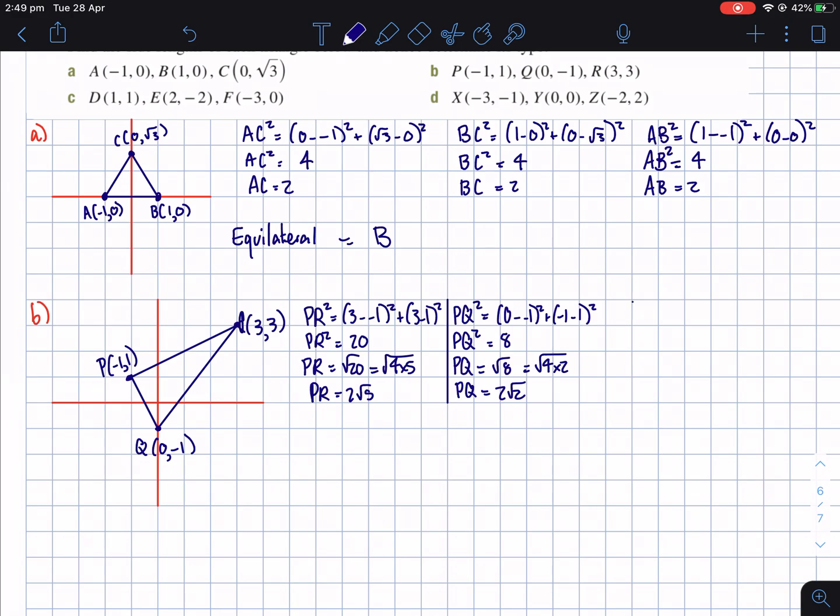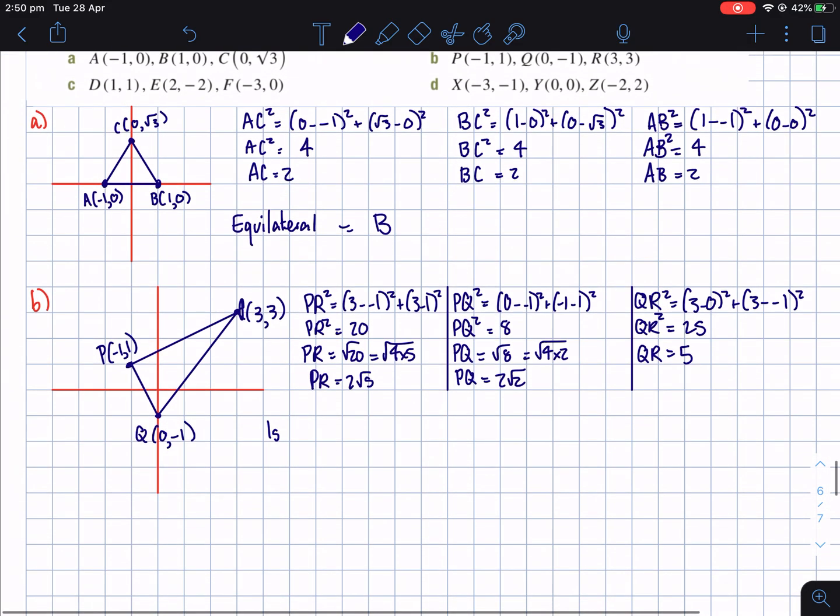And finally, let's calculate QR squared. 3 take 0 squared plus 3 take -1 squared. So it's 25. So QR equals 5. So it's definitely not equilateral. It's isosceles because we have two lengths the same.